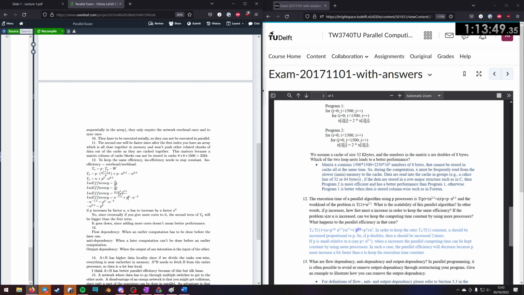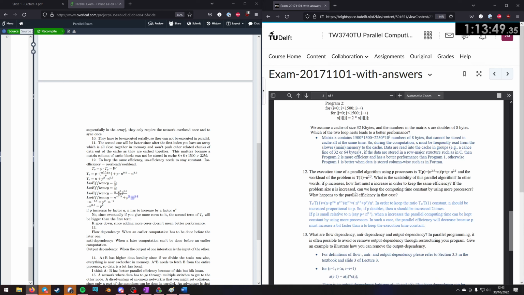Because if you increase p by a factor of 2 and increase n by a factor of 2, then this is also going to increase. So it doesn't stay constant. But I guess that's not what they're asking. I don't know, it's unclear. I guess just only look at the stuff that has p in it. Unclear. So yeah, we did that wrong.